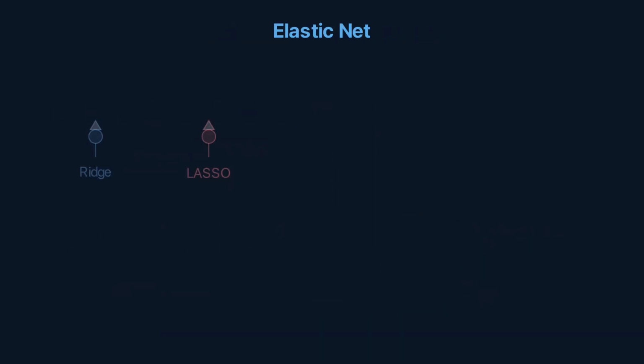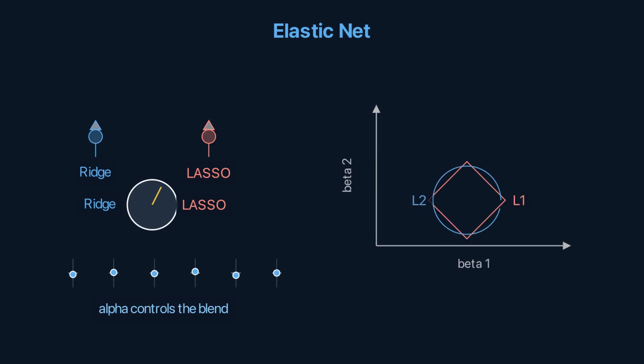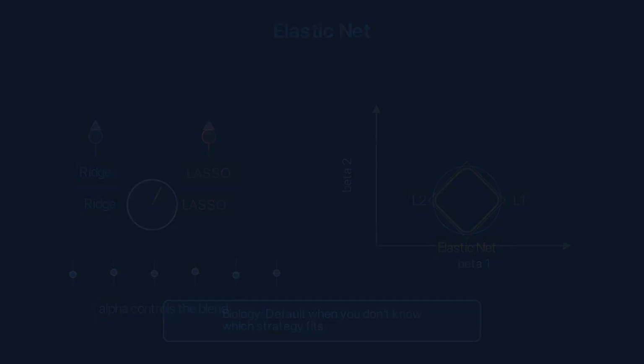What if some ingredients should be eliminated and others just tamed? Elastic net puts both chefs at the same mixing board with a dial between them. Turn it toward LASSO for aggressive selection. Turn it toward ridge to keep correlated ingredients together. The alpha parameter controls the blend. When you don't know which strategy fits your data, elastic net is the safe default.